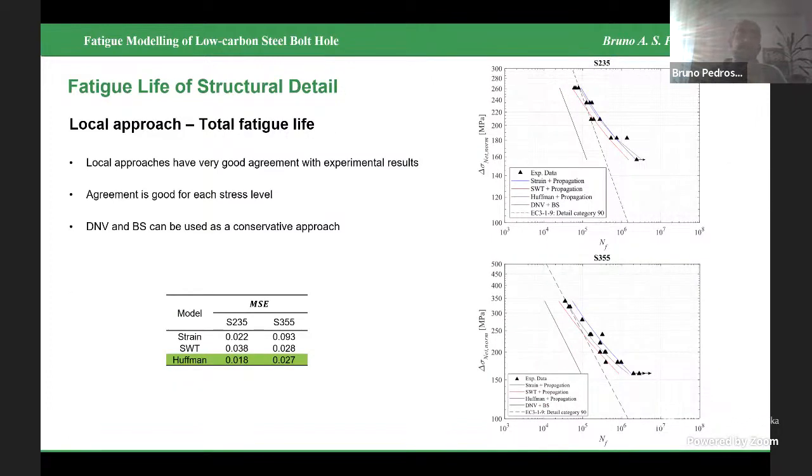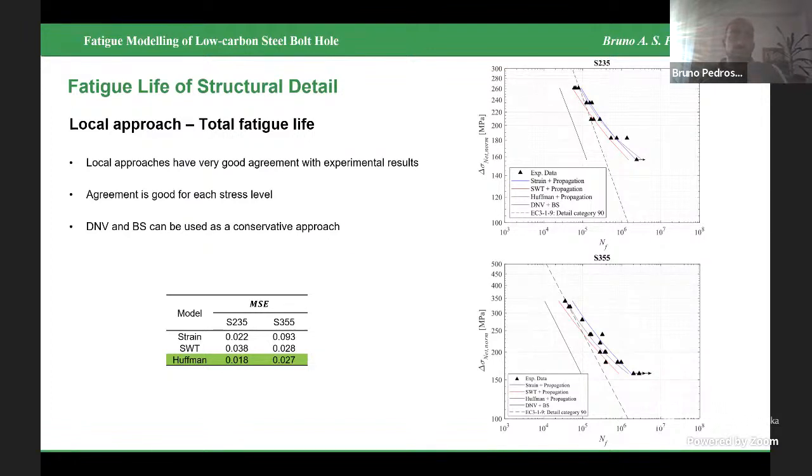And finally, adding the number of cycles in the crack initiation and crack propagation phases, we can get a good comparison with experimental data. As you can see, the agreement between the predicted number of cycles and the experimental results is very good for the three models used in the local approach, especially when compared to the prediction based on the Eurocode.